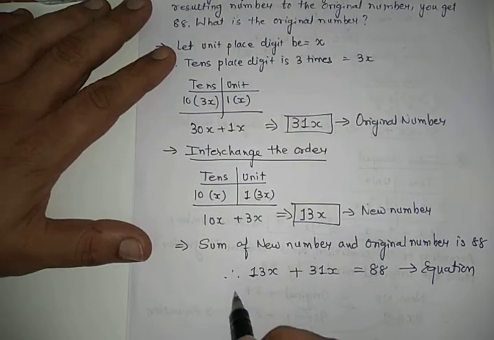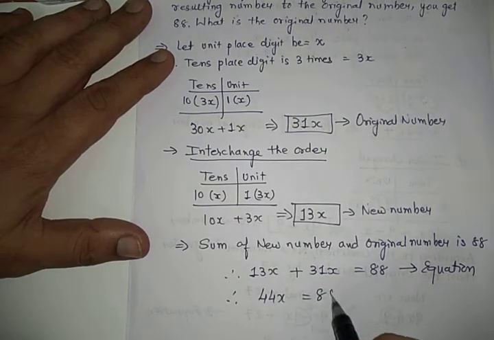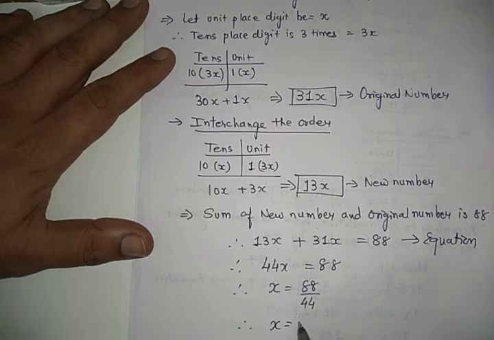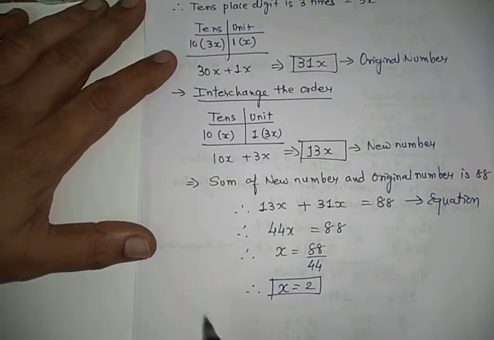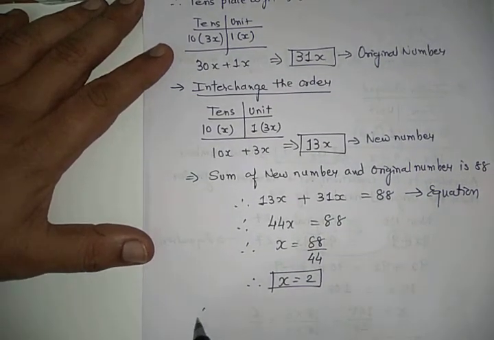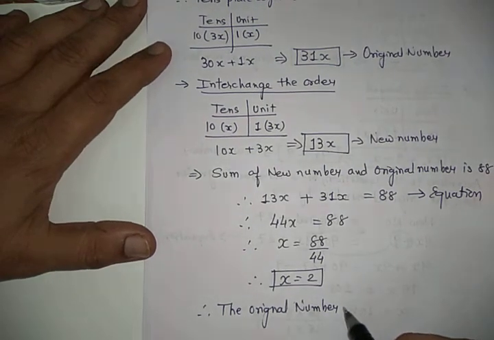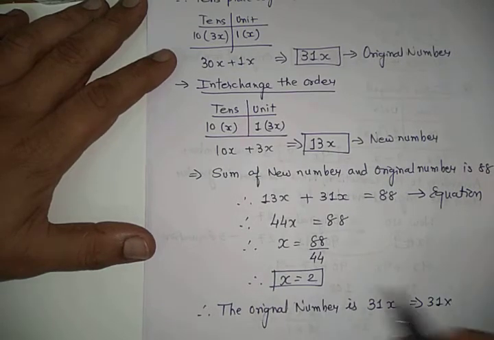So if we add 13 plus 31, we will get 44x is equal to 88. x is equal to 88 divided by 44. Therefore we will get the value of x is equal to 2. Clear? Therefore from this we can get the original number. The original number is 31x, that is 31 multiplied by 2. So it will be 62 as the answer.